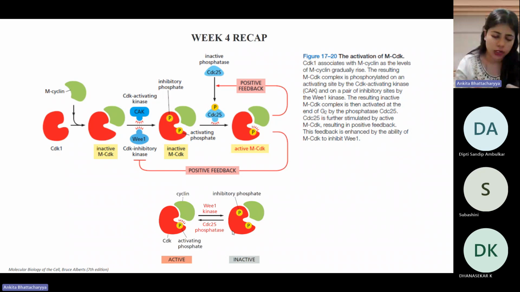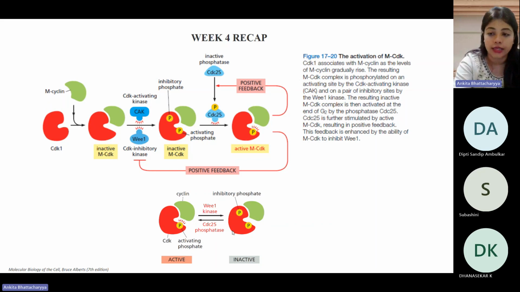However, CDC25 phosphatase comes in, removes this inhibitory phosphate, and activates the MCDK cyclin complex. So you can see that is exactly what is happening during this phase as well. In addition, CDC25 also further gets stimulated by the active MCDK, and that is leading to a positive feedback loop, which you can see on the top. And the feedback is also enhanced by the ability of MCDK to inhibit V1 kinase.